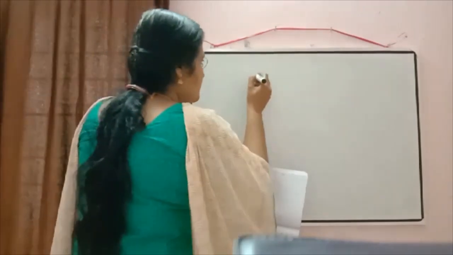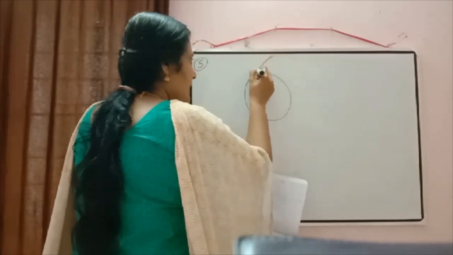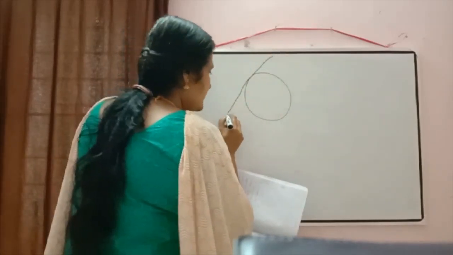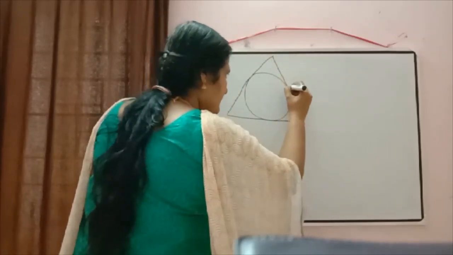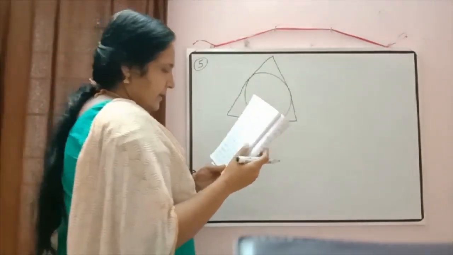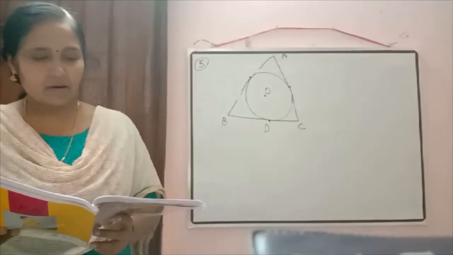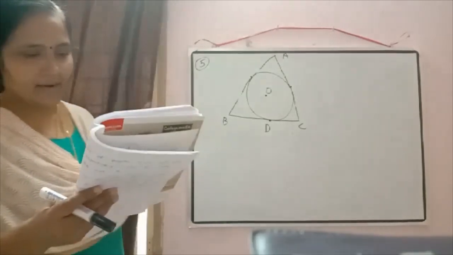Okay. So first we can draw a circle there and we can draw a triangle in such a way that it touches each point. It should be a tangent to the circle. So it is given in this way, triangle ABC. Now in this question, you can check here the diagram drawn.